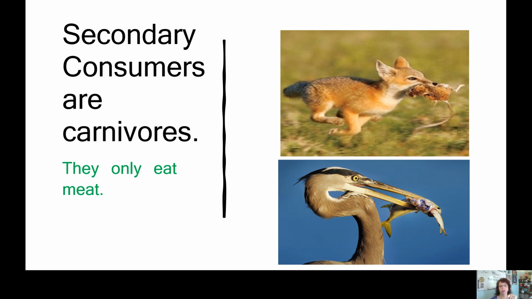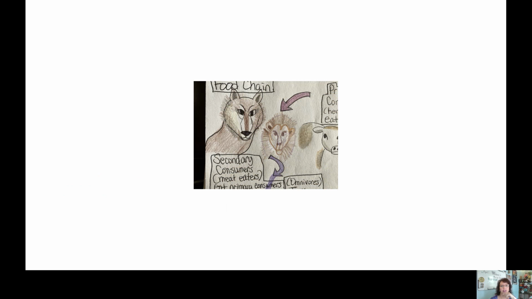And I really love this picture of this crane, this heron, because he's eating a fish. But if you look closely, the fish is eating a fish. Isn't that cool? I like that picture. That doesn't come along every day for a photographer. So this is my picture of my secondary consumers.